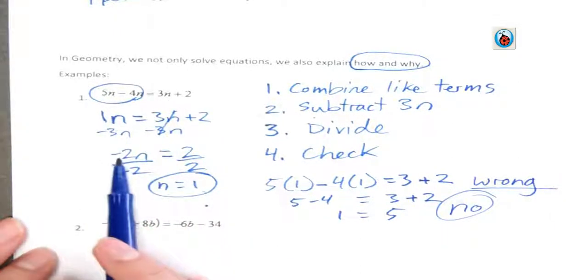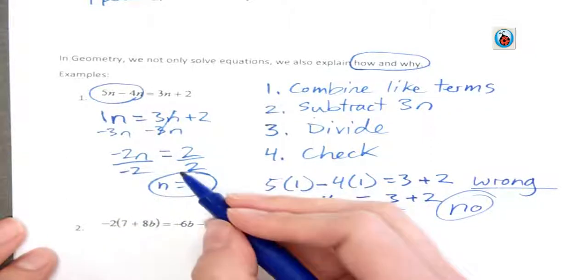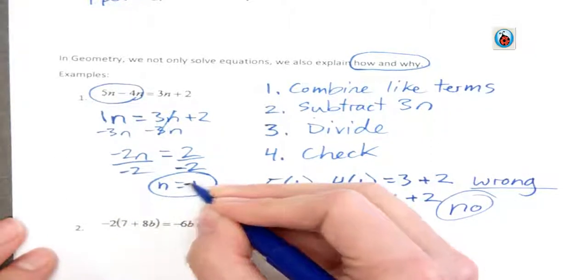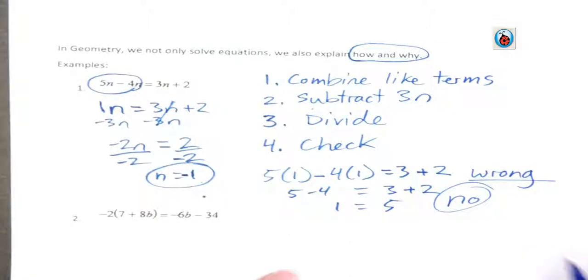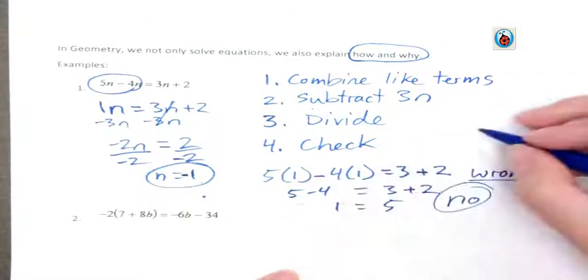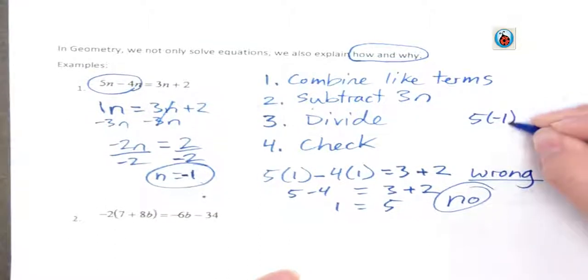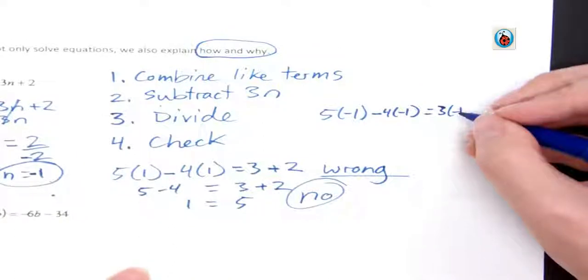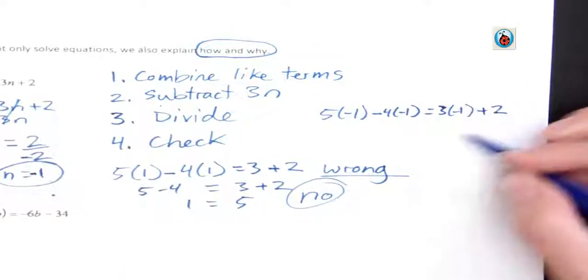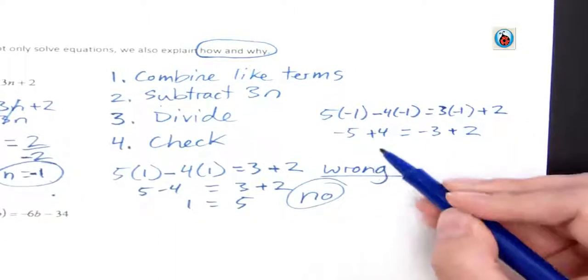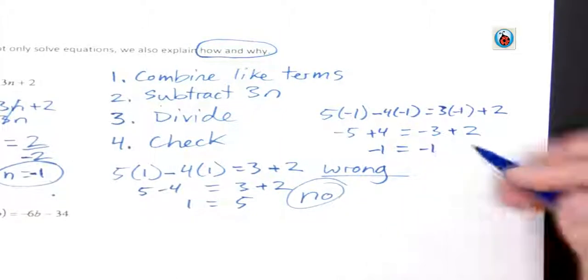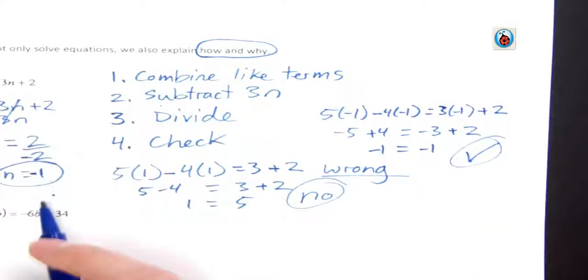Yes, I subtracted, right? That was negative 2. There's my problem. I forgot to carry my negative here. It should be a negative 1. That's why we always check, just to make sure we're not dropping negatives. And so I'm going to come back in here and say, okay, 5 times negative 1 minus 4 times negative 1, does that equal 3 times negative 1 plus 2? So negative 5 plus 4, does that equal negative 3 plus 2? And so that gives me negative 1 equals negative 1. Yes, that checks. My answer is negative 1.